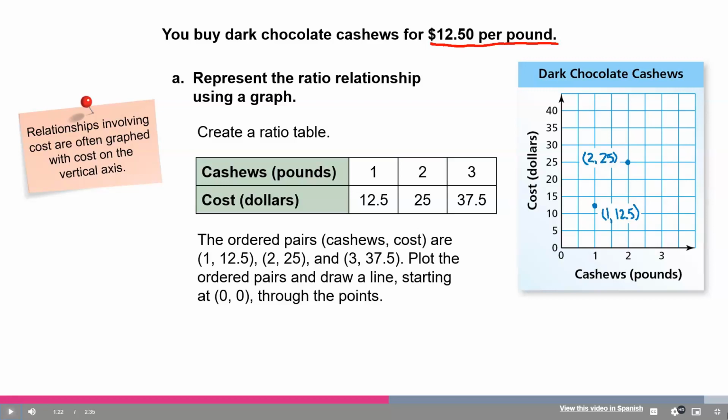In the very beginning, cashews cost 12.5 per. You're going to find this in lesson 5. We're going to do this a lot. Per is telling us we're doing a ratio, a comparison. It kind of means 12.5 for 1 pound. If it would have said 12.50 per 5 pounds, our ratio would have been 5 to 12.5.